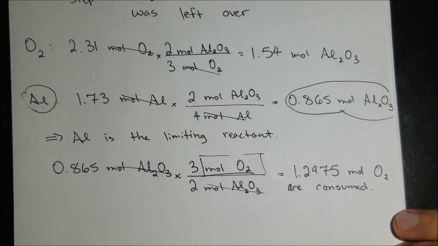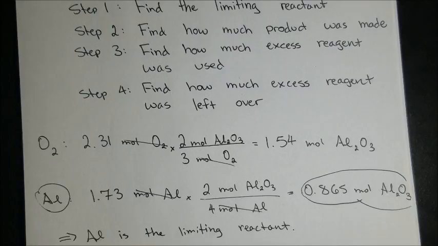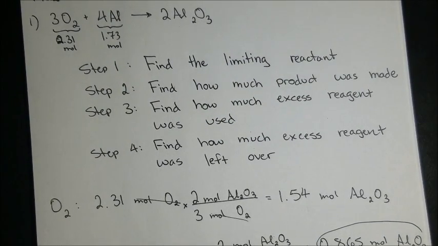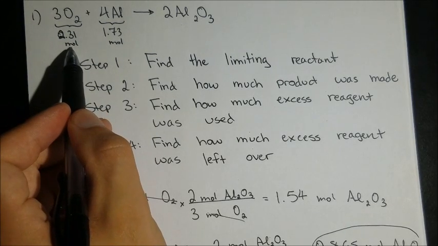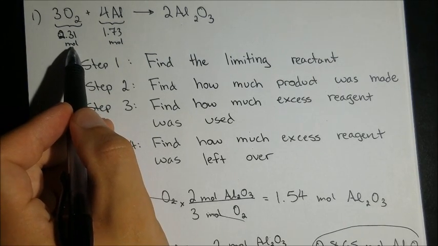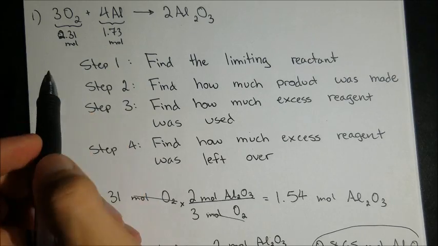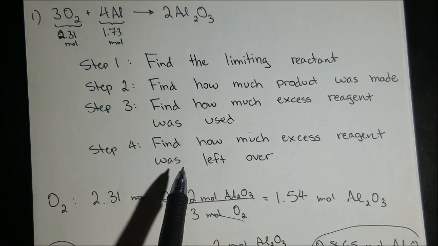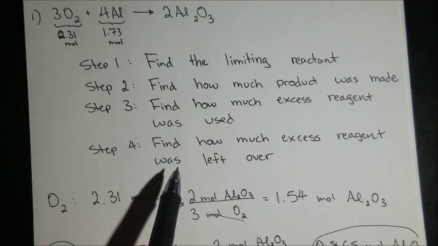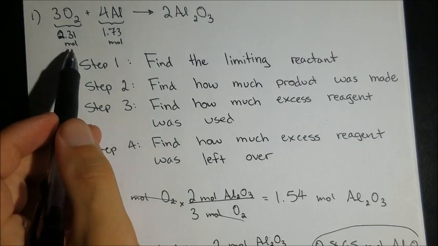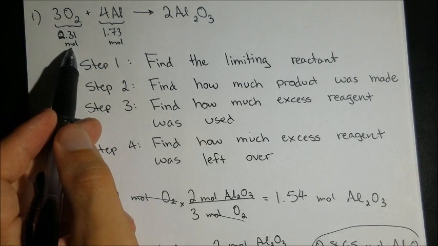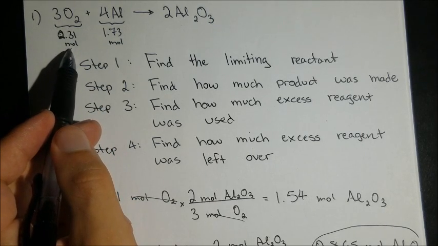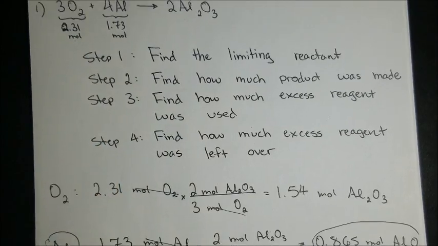It's very important. That's how much we consumed. Alright, so now let me bring you back up to here. Originally from the problem, we saw that we had 2.31 moles. To start off, we had 2.31 moles of oxygen. So we figured out how much we used, and now we can figure out how much is left over by saying, okay, well, we used about 1.3 moles. So if I take how much I started with and subtract from it how much I used, I should be able to figure out how much I have left over.